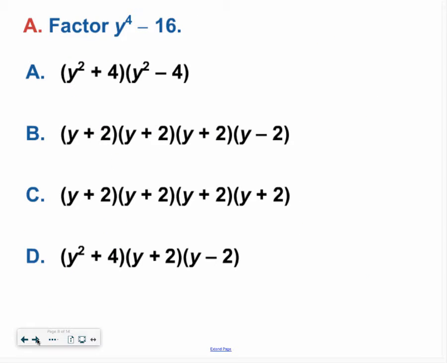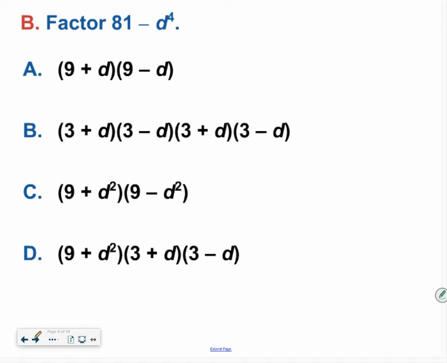Go ahead and try factoring this one on your own. Hopefully you ended up factoring it all the way down to y squared plus 4 times y plus 2 times y minus 2. Try one more. And hopefully for this one you ended up with 9 plus d squared times 3 plus d times 3 minus d.